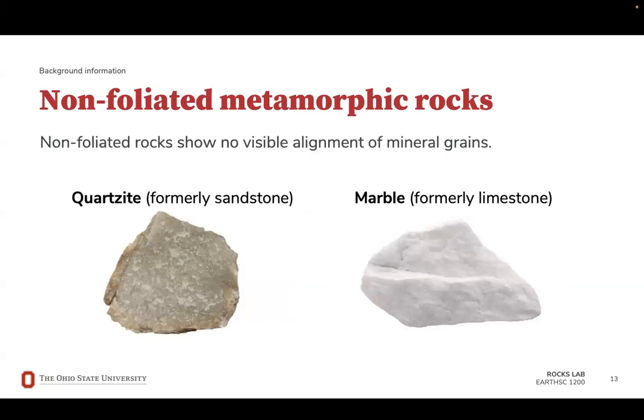Characteristics of contact metamorphism include a lack of foliation and sometimes recrystallization. In these rocks, you will not see any visible alignments of mineral grains. Rocks resulting from contact metamorphism are typically composed of one mineral. The two most common examples of non-foliated rocks are quartzite and marble.